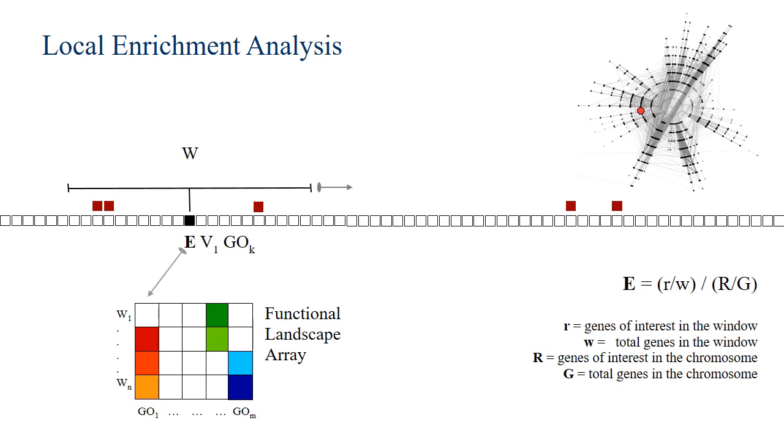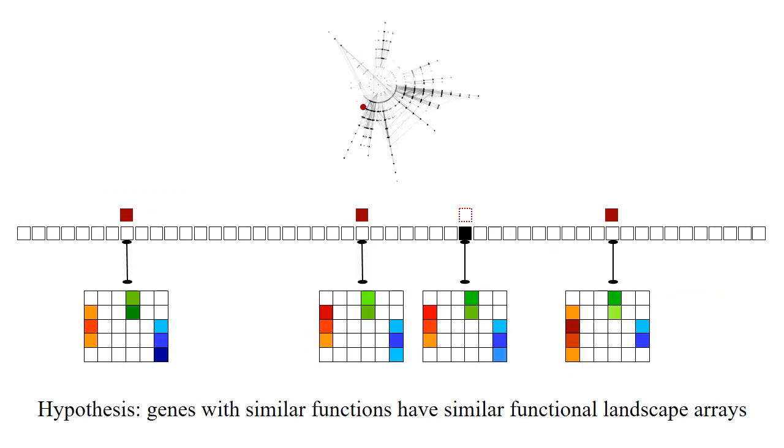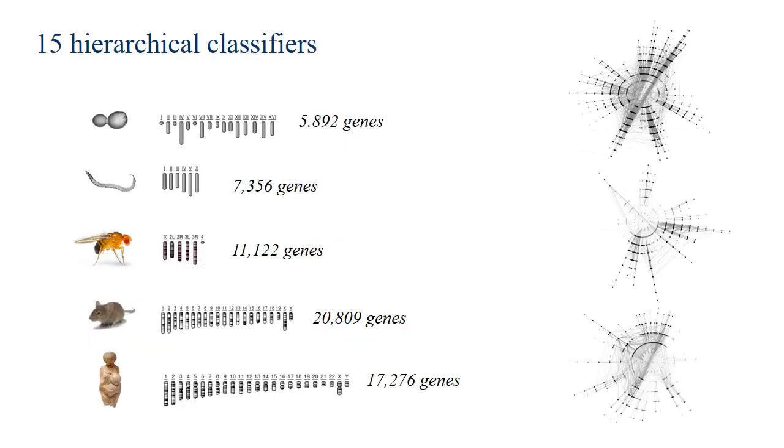Walking along the chromosome, one gene at a time, we calculated the functional landscape array of each gene. Our hypothesis now is that the genes with similar biological functions have similar functional landscape arrays. To test this hypothesis, we used these arrays to train a set of multi-class hierarchical classifiers and predicted functions in 5 model eukaryotes: the yeast, the worm, the fly, the mouse, and the human.